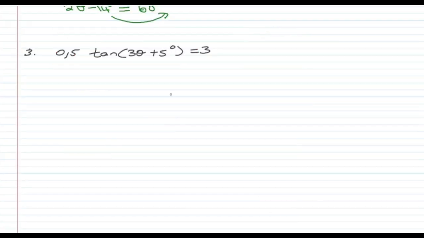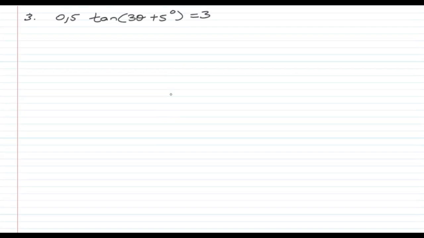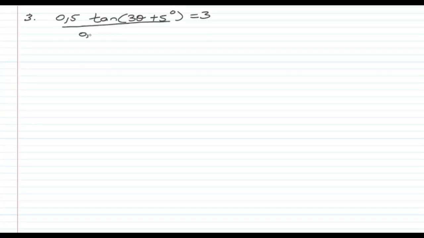How can we work on this one? So I have 0.5 multiplied by the tan of 3 theta plus 5 degrees is equal to 3. Remember the first thing that you need to do: you divide by 0.5, because now we are trying to solve for theta. So these two cancel, and then what do we have on the left hand side?